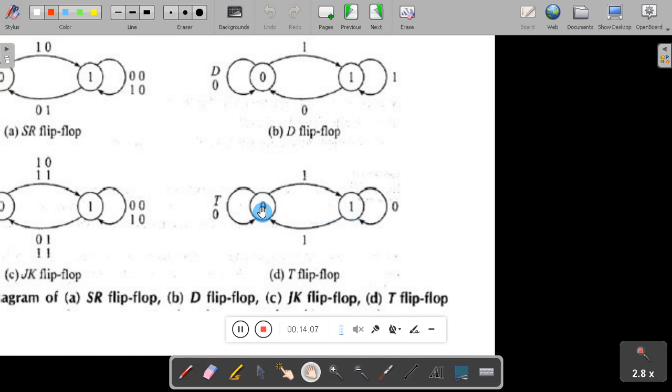In the next session we will see the excitation table for the flip-flops, that is the excitation table for flip-flop. Thank you.